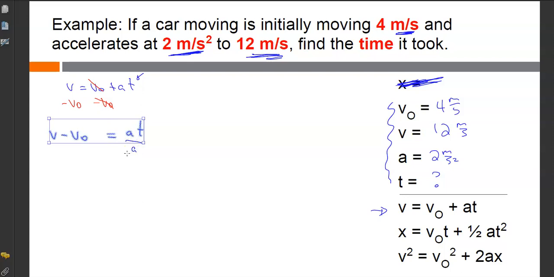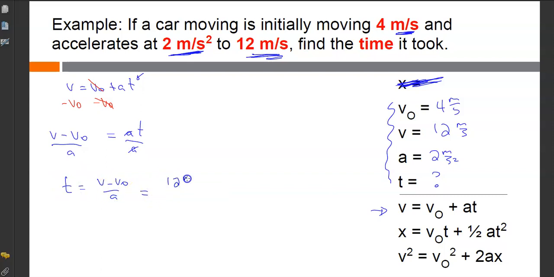And the A on the bottom is going to cancel the A on the top. But whatever I do on one side, I have to do on the other side. So I've just got the T by itself now. That's the whole trick. Get the T by itself. I'm going to spin it around. T is going to be equal to V minus V naught over A. I've got all the numbers.